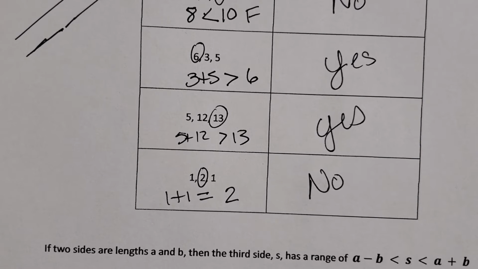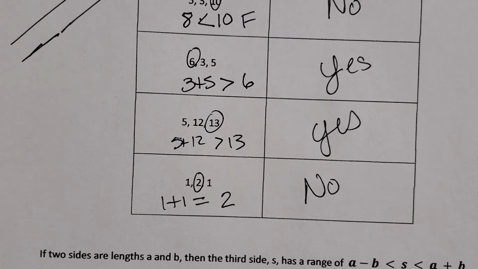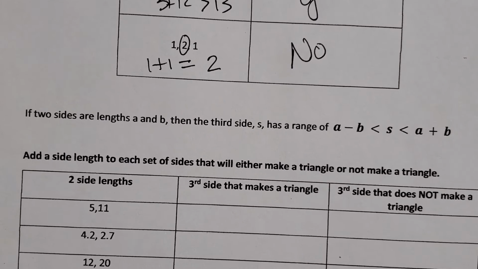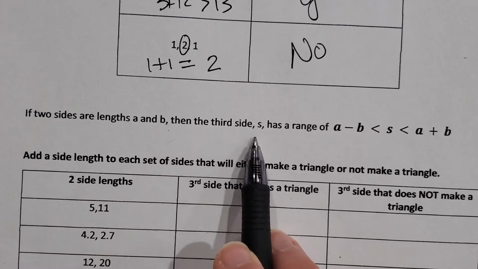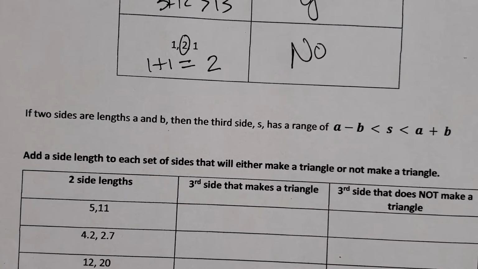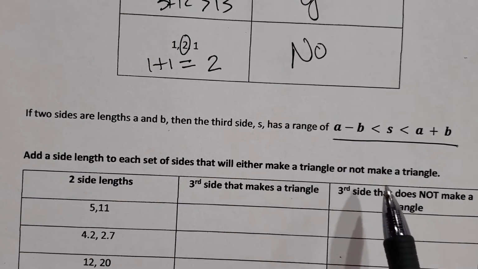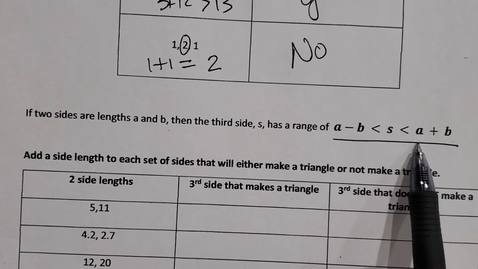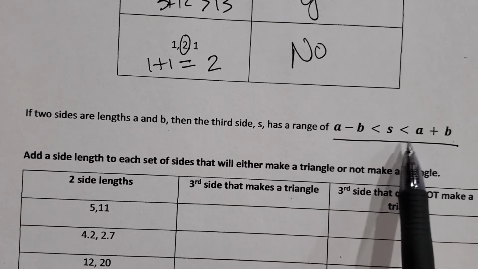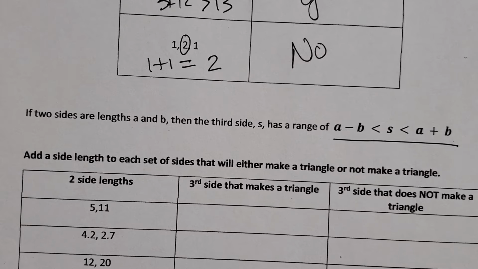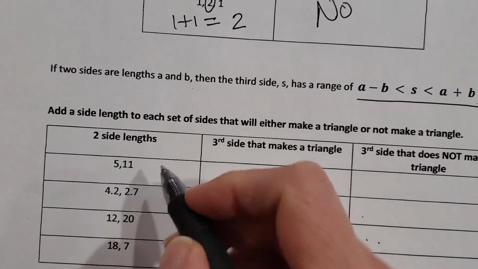Sometimes you're given two parts and they want you to find the third part, like an option for the third part or the range for the third part. Let's go through how to do that. If two side lengths are A and B, and the third side is S, this is your formula. It doesn't matter which one's the biggest here. We subtract the two sides we're given and add them, and that gives us our lowest number and our highest number. Remember, there are no equal signs here, so it can't equal those two numbers, but it gives us a range, anything between those two numbers. For example, 5 plus 11 is 16.